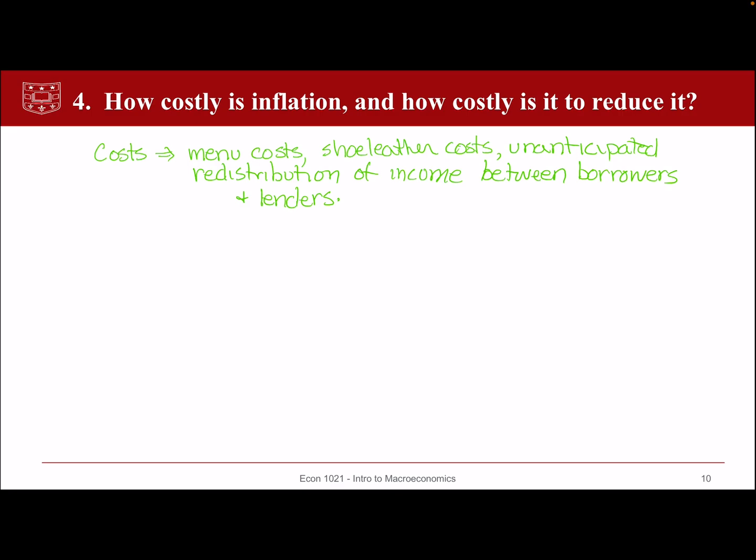These costs exist, but it's an open question as to how severe they are for a non-hyperinflationary economy like the U.S. Again, if you're curious, you can go back into the textbook and read the description about the US's experience in trying to reduce inflation in the economy in an era in which monetary policy was not viewed as being particularly credible.